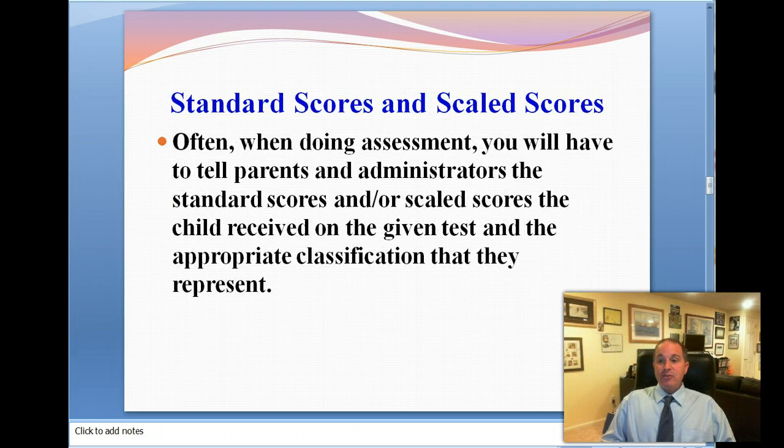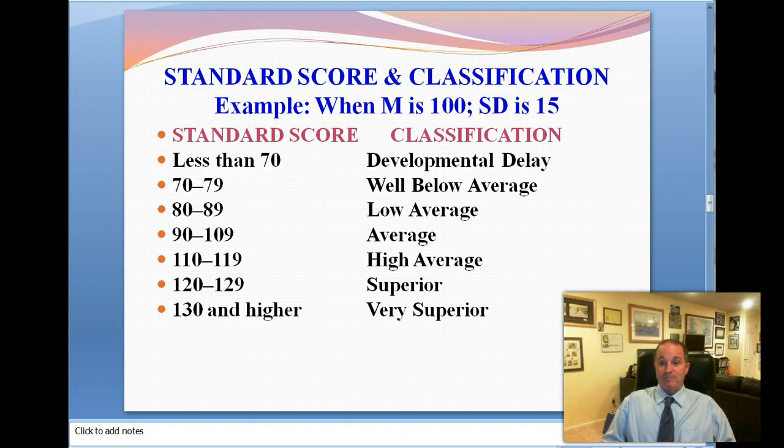Now, standard scores, also sometimes called scaled scores, will tell parents and administrators what the child will receive on a given test and the appropriate classification that they will represent. Because when you see a standard score, or you see a scaled score, it tells us where the child falls within the appropriate classification. And let me give you some examples. Let's look at standard scores and classifications when the mean is 100 and the standard deviation is 15. Okay, so what do we have?